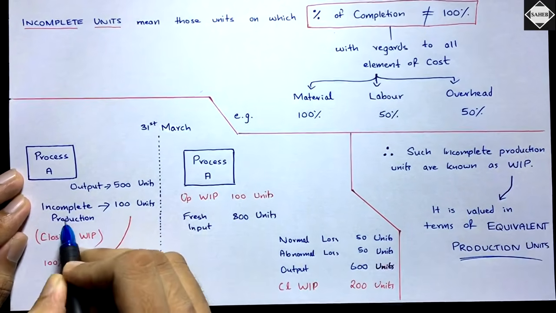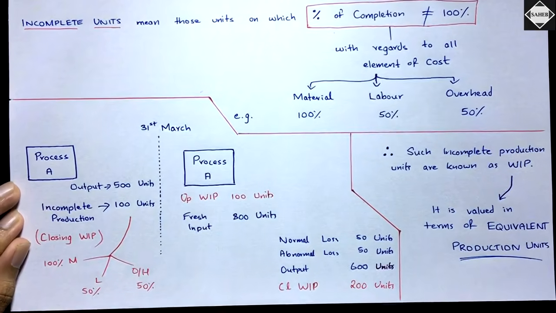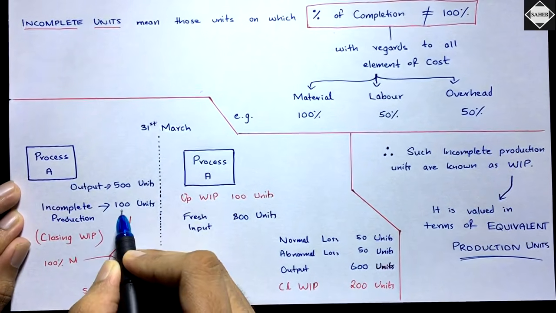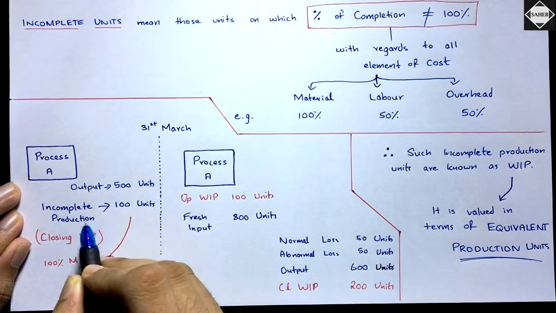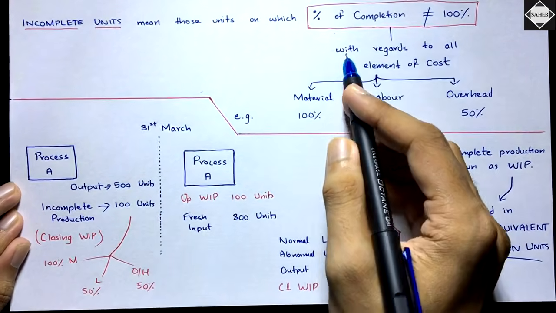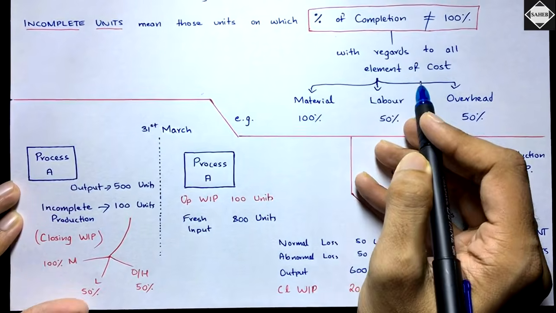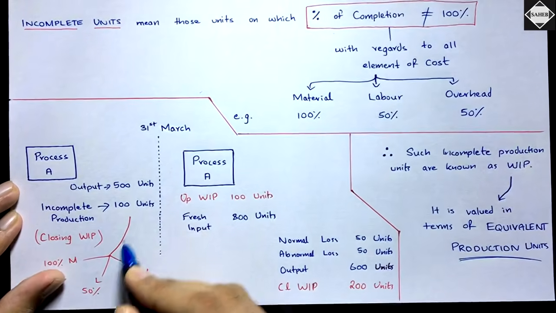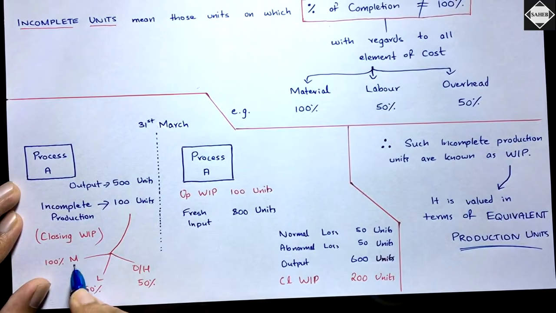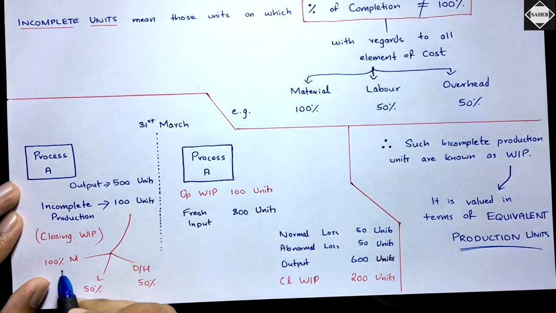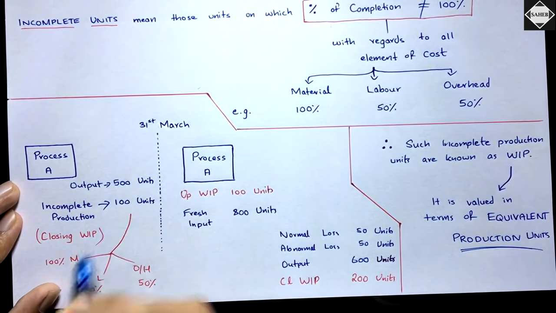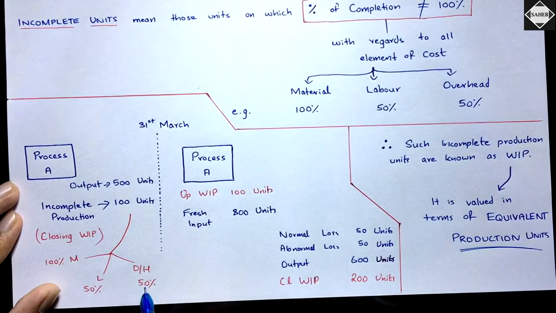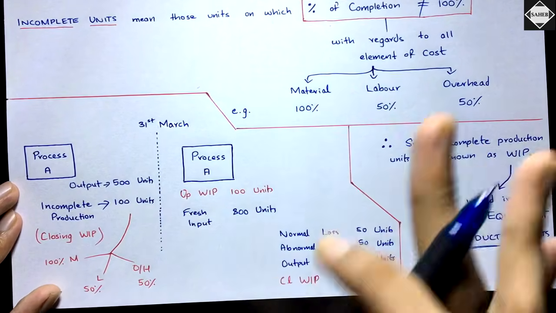And then there was also incomplete production of 100 units. Now on these 100 units, what is happening? It is incomplete production. As I said, you have to see that with regard to all elements of cost. Let's say material was 100%, all the material cost was incurred on these 100 units, but the labor was incurred only 50%, and overhead also only 50%. And that's what will happen mostly in the exam questions.